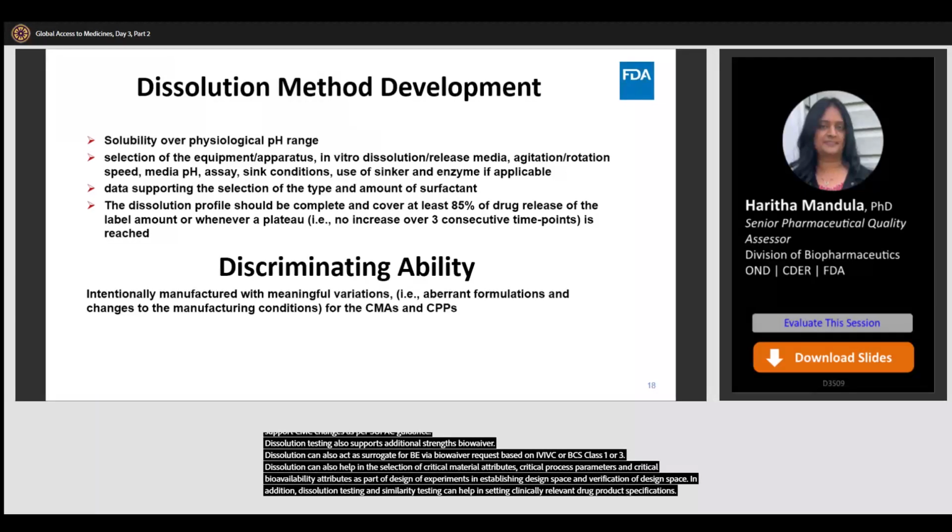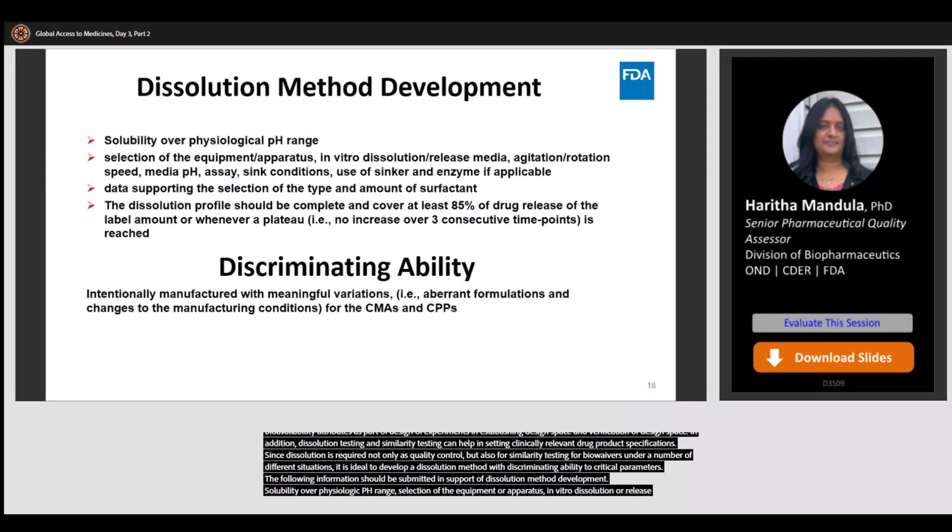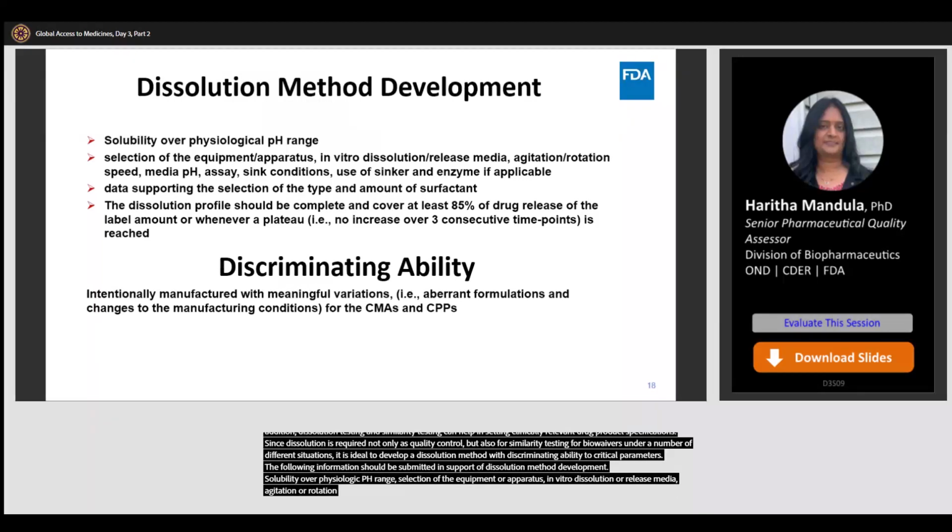Since dissolution is required not only as quality control but also for similarity testing for biowaivers under a number of different situations, it is ideal to develop a dissolution method with discriminating ability to critical parameters. The following information should be submitted in support of dissolution method development: solubility over physiologic pH range, selection of the equipment or apparatus, in vitro dissolution or release media, agitation or rotation speed, media pH, assay, sink conditions, use of sinker and enzyme if applicable. Data supporting the selection of the type and amount of surfactant.